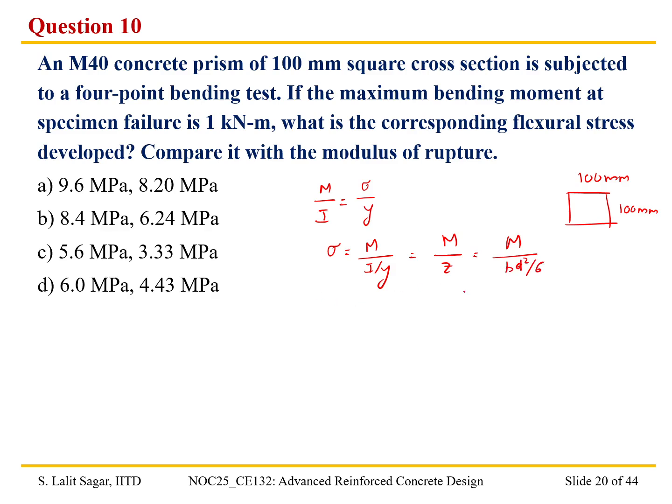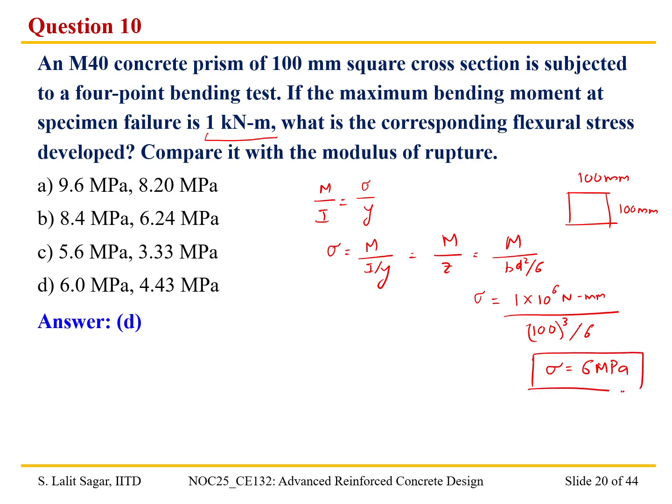Let us start plugging the values in the equation. For sigma, I'll convert this moment from kilonewton meter to Newton millimeter, that is 1 into 10 to the power 6 Newton millimeter, divided by bd square by 6. Both b and d are 100 millimeter each, so I'm going to write it as 100 cube divided by 6, which gives us a value of sigma of how much? I'm getting a value of 6 MPa, right? Got a value of 6 MPa.